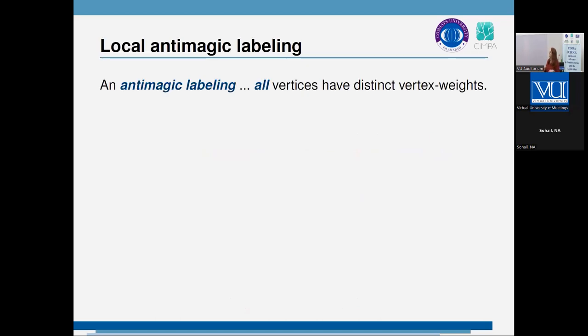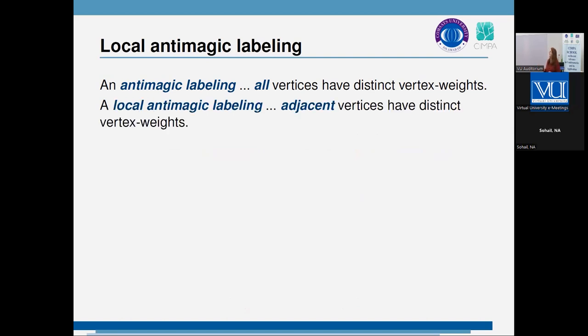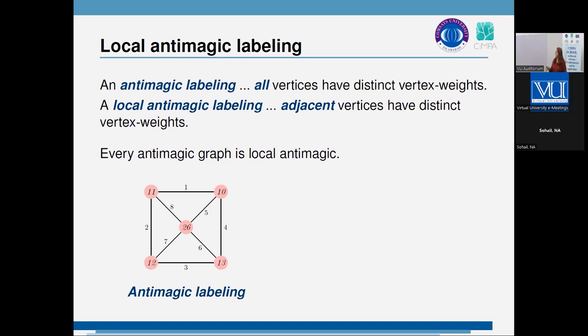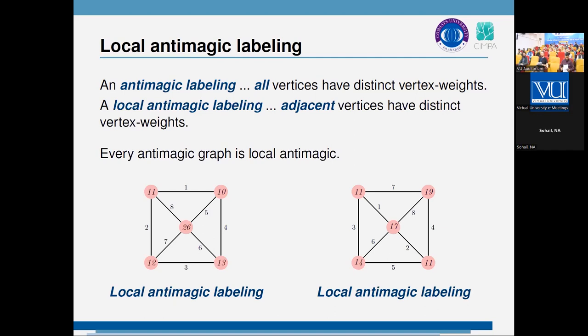Let me start with the definition. In antimagic labeling, all vertices have distinct weights. In local antimagic labeling, we require that just adjacent vertices have distinct weights. Evidently, every antimagic graph is local antimagic. So this is an antimagic labeling of this graph, but it is also a local antimagic labeling. Of course, you can find another labeling, for example, this one. Again, we assign numbers from 1 up to 8 to the edges of this graph, and now we check the weights.